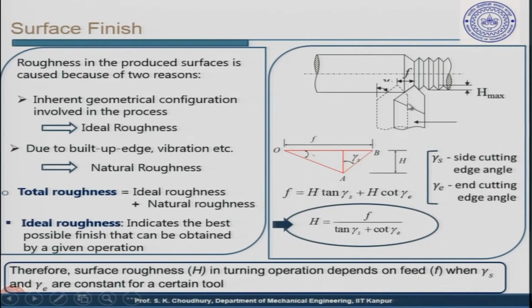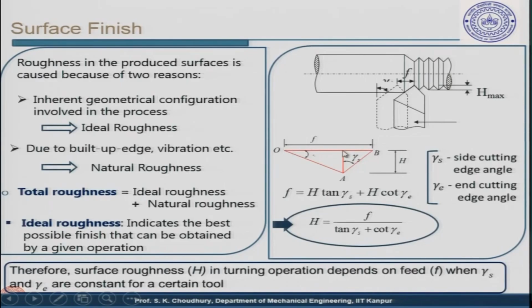Now, if we see this triangle, let us say this is A, this is B and this is O. So, this is the triangle A, O, B, and this is the feed. From this point, if we put a normal, let us say this is N. In that case the feed is equal to this distance plus this distance.